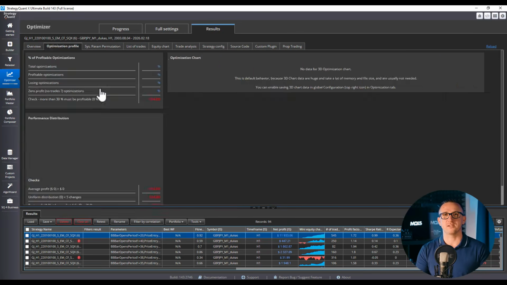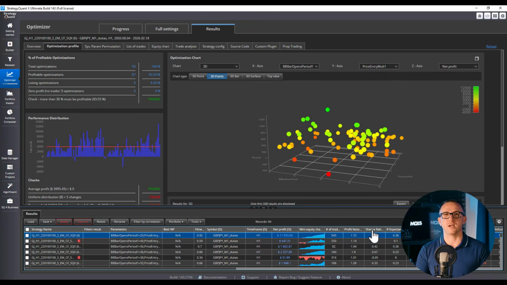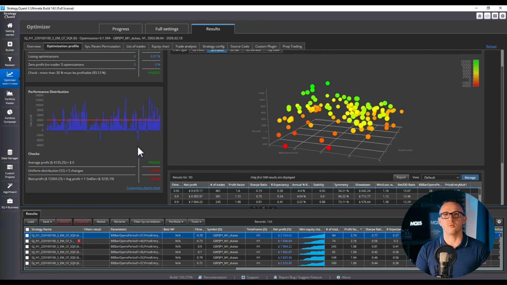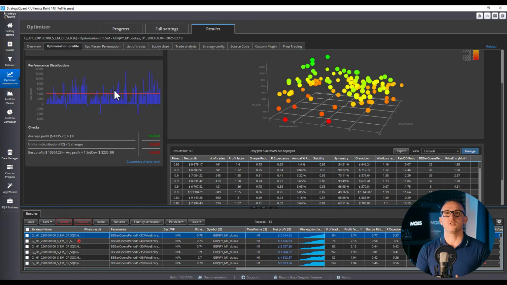Optimization works exactly the same way. When you test enough combinations, one of them will look amazing. But amazing does not mean robust. And robust is what makes money in the long run. This is where optimization profile becomes extremely powerful.